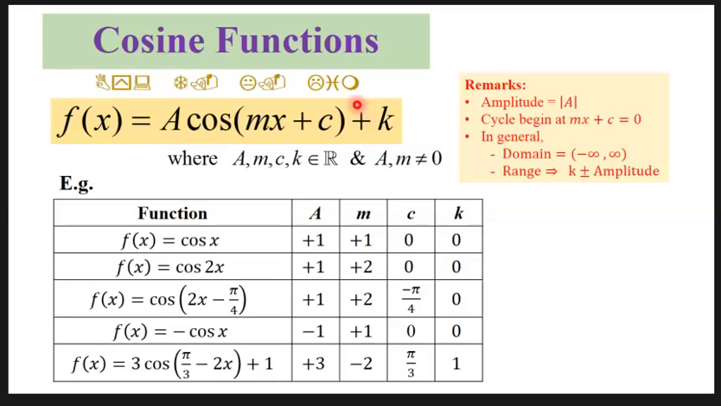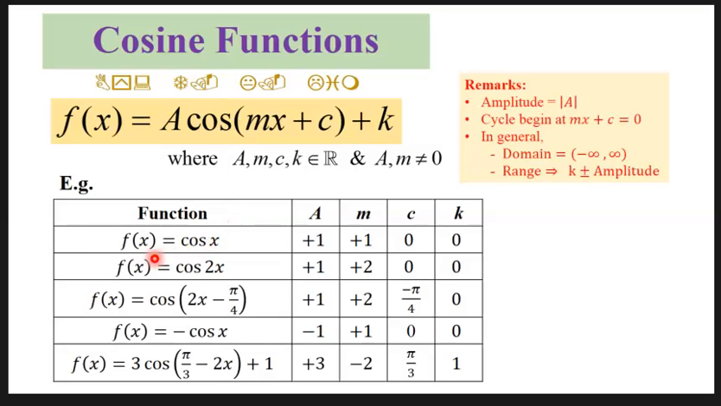Hi, in this video we're going to do an introduction on how to sketch the cosine function. The cosine function we're referring to is of the form A cos(mx + c) + k, where the angle comes with a linear expression and the rest of the parts are constants. To have a better idea of this form, let's refer to the example functions below.